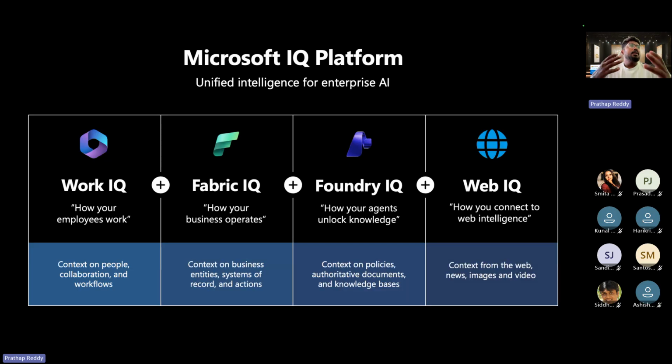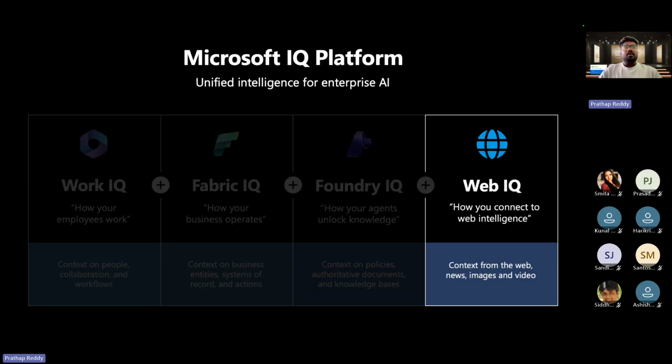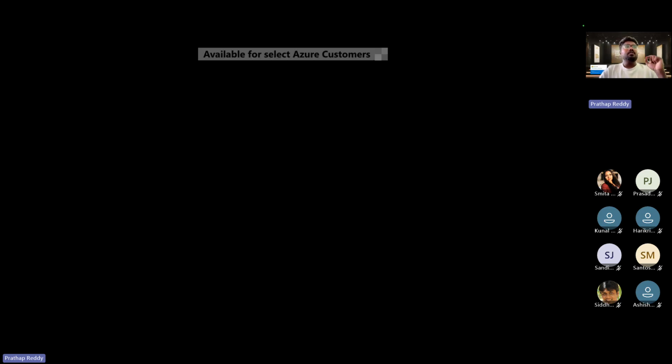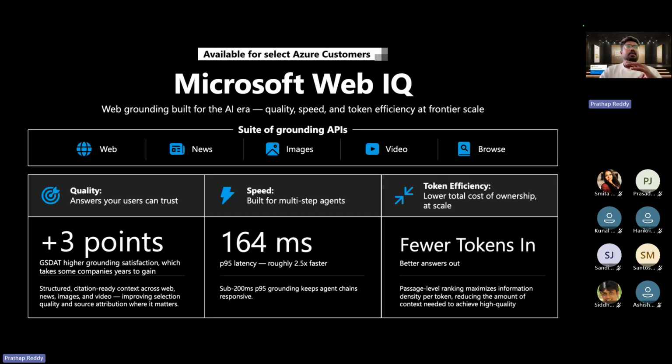And so the Microsoft IQ platform is intelligence for the enterprise area. The first thing we can discuss is Web IQ. In this Web IQ, the grounded APIs, where exactly the data comes from: this data is from the web, coming from news, images, videos, and browser data. So this is Microsoft Foundry's Web IQ, and it mainly grabs the information.